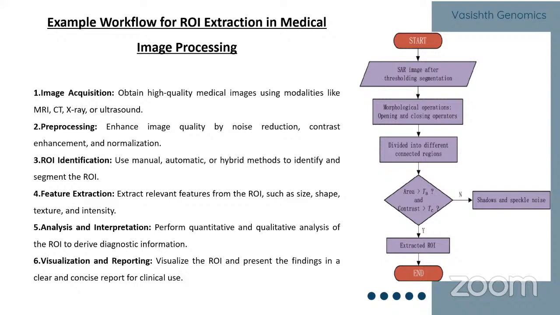So it is given here in the flowchart. The SAR image goes through threshold segmentation, then morphological operations, opening and closing, and is divided into connected regions and so on. Then finally you extract the ROI. That is the important step. Important and the main step.